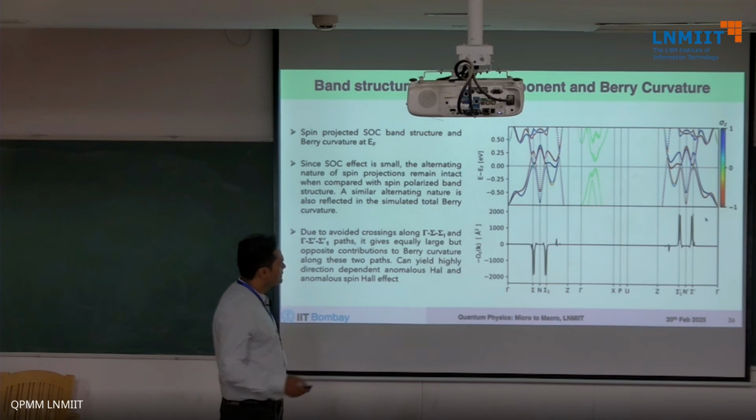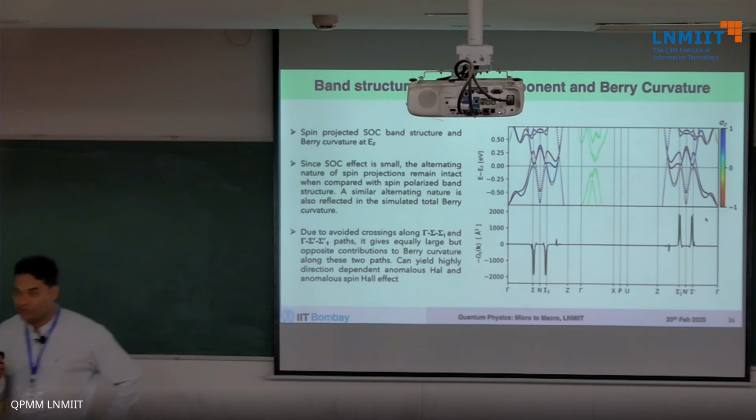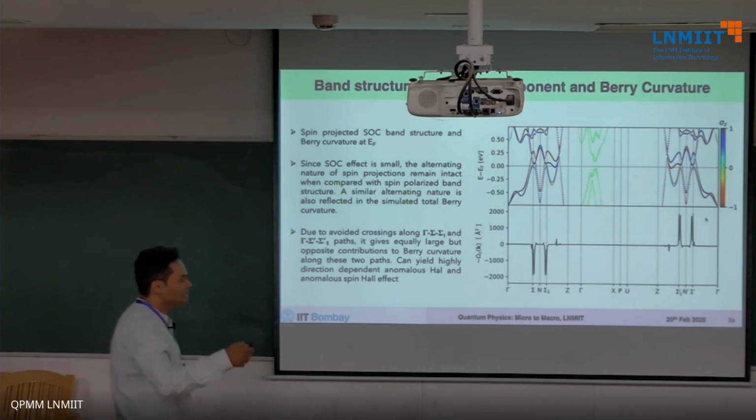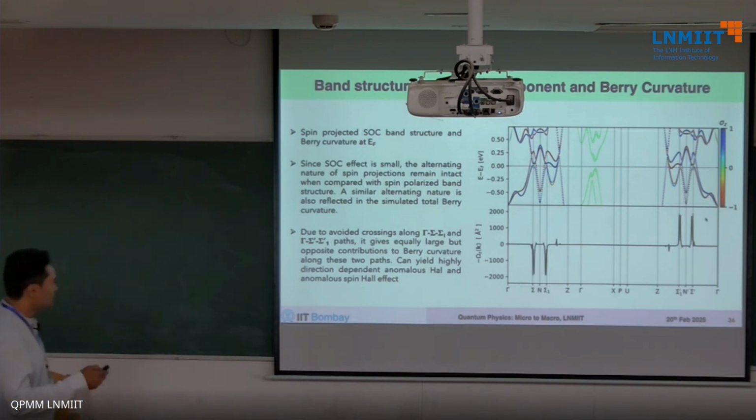And as Rakesh pointed out, there are several crossings over here, and these crossings, if they are non-trivial in nature, will show up in the Berry curvature. You can see that there's a huge kink in the Berry curvature, which will eventually sum out and show up in the anomalous Hall effect.